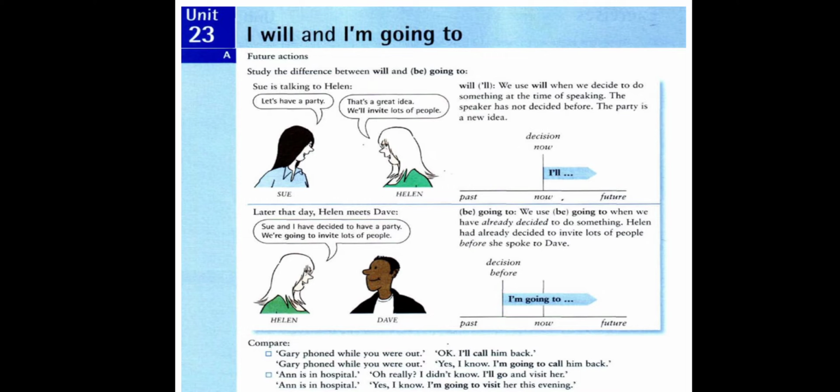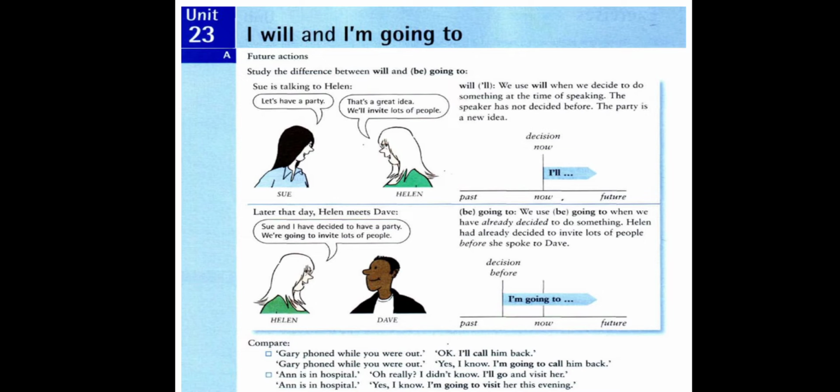Here, Sue is talking to Helen, now, at this time. So Sue says to Helen, let's have a party. Helen says, that's a great idea. When she says that's a great idea, it means this is the first time she hears about the party. So she takes a decision at the time of speaking. So she says, we will invite lots of people.